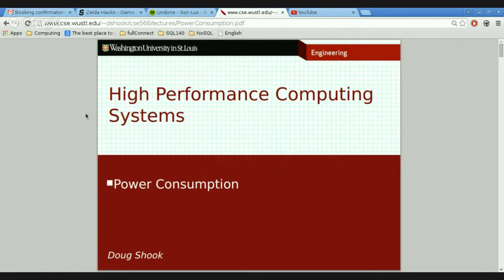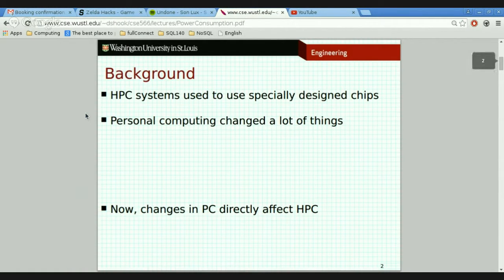Okay, let's talk about power consumption. Just to give us a little bit of background as to this particular discussion, the first thing that's important to know is that for most of the history of high performance computing, the chips that were being used were specially designed for high performance computing. This is especially true through the 70s and the 80s and even into the 90s. And these chips were specifically designed for performance, even specific applications, some of them. So they were not necessarily as general purpose as you might consider our chips that we use today.